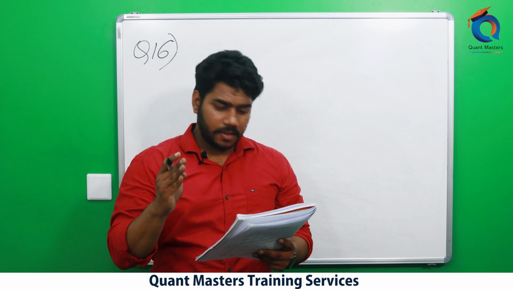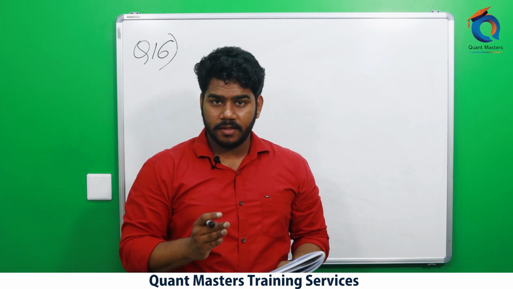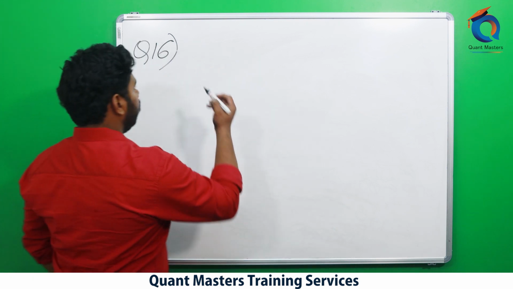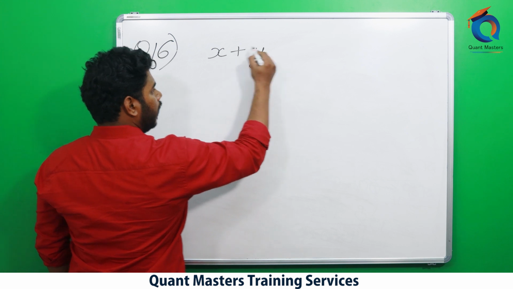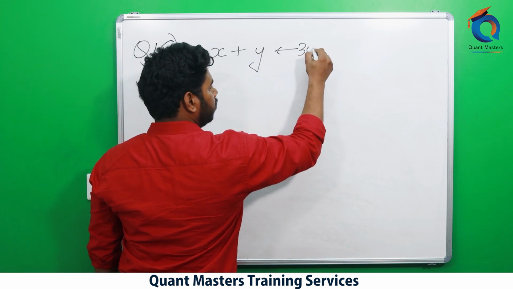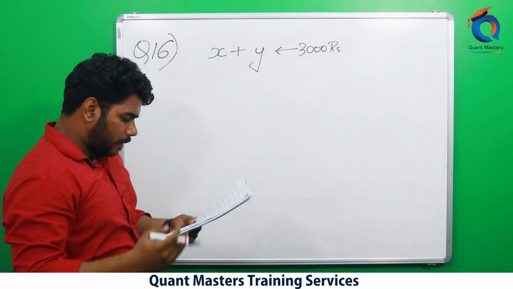Very important sum with respect to competitive exams. A man bought a horse and a carriage at 3,000. So let the cost price of horse be x, let the cost price of carriage be y. He's buying them at 3,000 rupees. Next step, what are they telling?